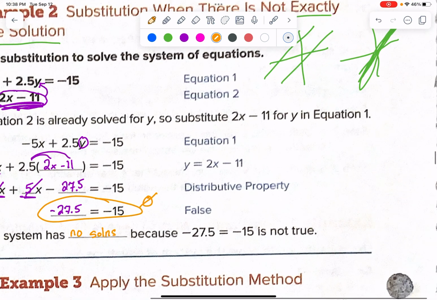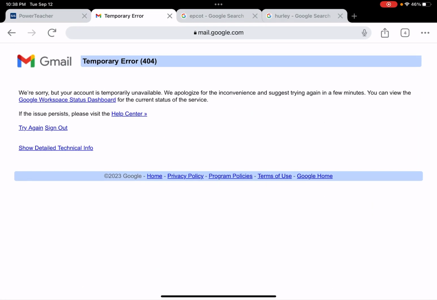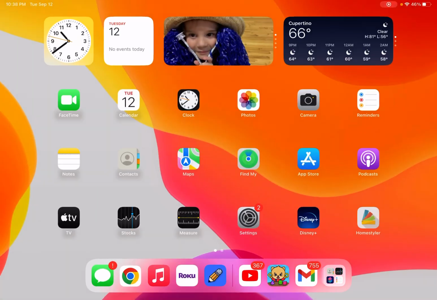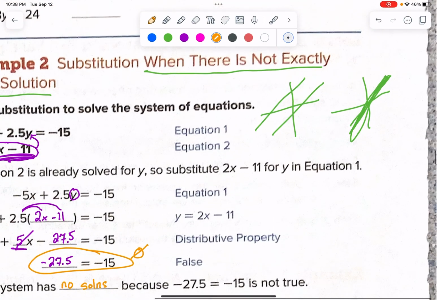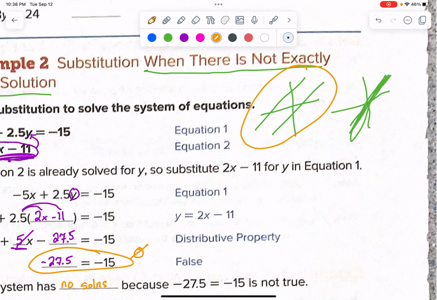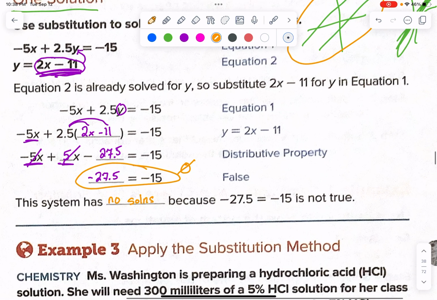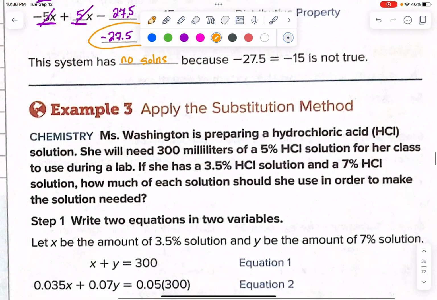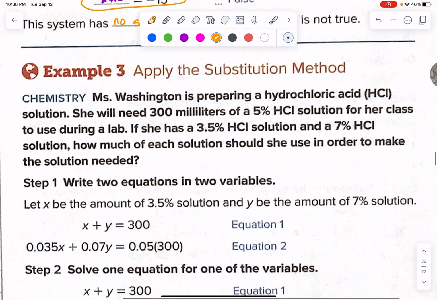So in this case, I have two lines that are parallel. They are not touching each other, okay? And that's how that works. I'm going to go ahead and skip the story problem on example 3.